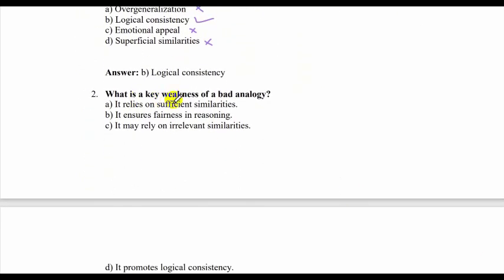What is a key weakness of a bad analogy? It relies on sufficient similarities. This is good reasoning, a good analogy. It ensures fairness in reasoning. It may rely on irrelevant similarities. Yes, of course, a bad analogy relies on irrelevant similarities. It promotes logical consistency. No. So the answer is C.